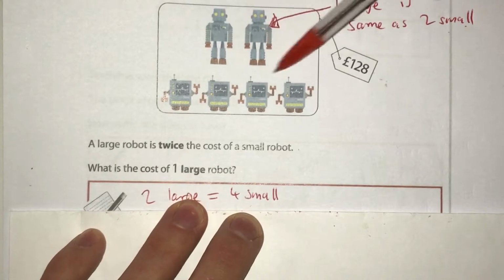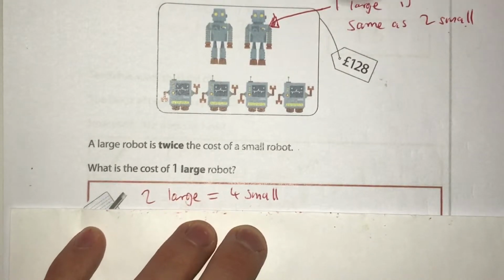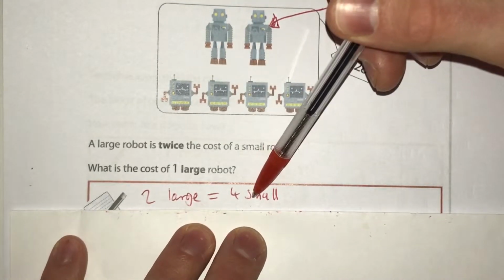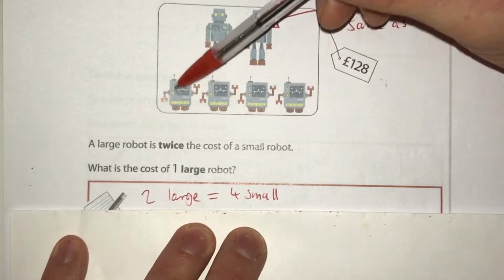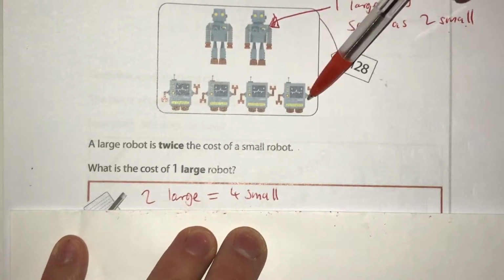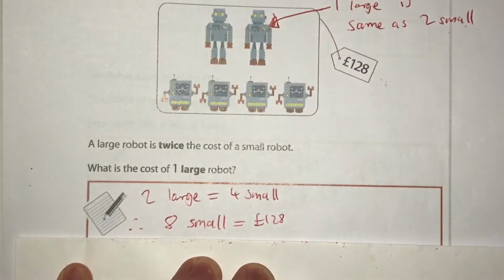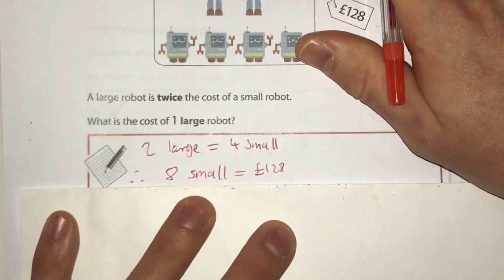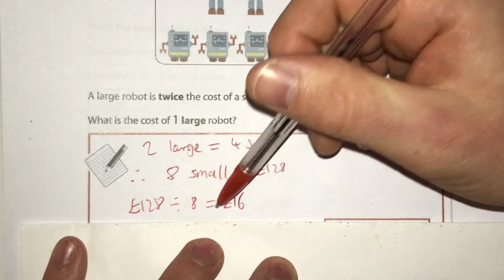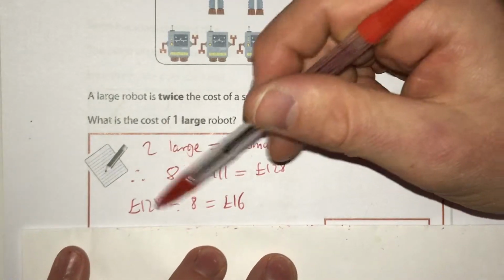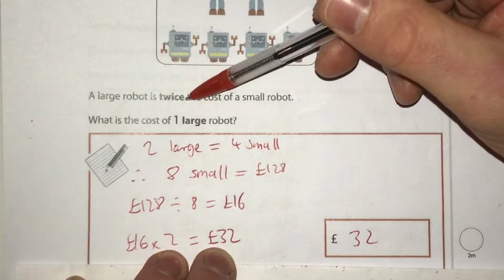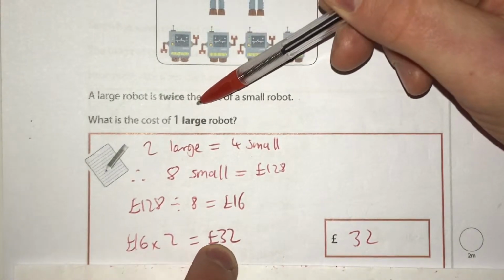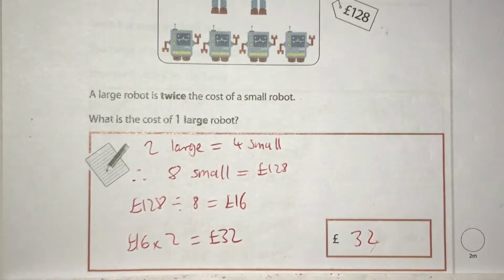So I'll show you that again. If you've got 1 large, it's exactly the same as having 2 small. So now we've got 2 large, it's going to be 2 small, 4 small in total. But it wasn't 4 small, which equaled 128. It was the 4 small here and the other 4 we started with. So in total, therefore, we have 8 small. So if 8 small equal 128, divide 128 by 8, which is going to be for your first mark, because the answer is 16. Then with the 16, I'm going to multiply by 2. Why? Because it did say the large robot is twice the cost of a small robot. So for your second mark, 32.